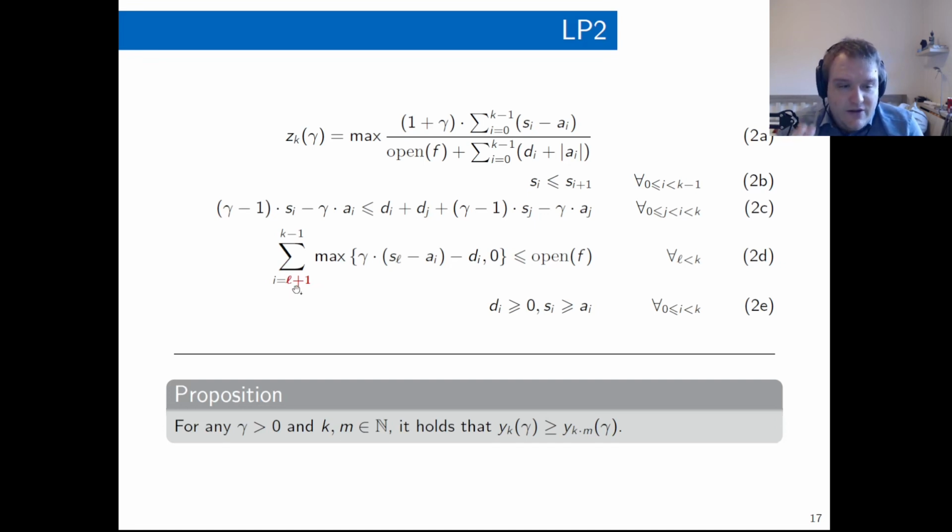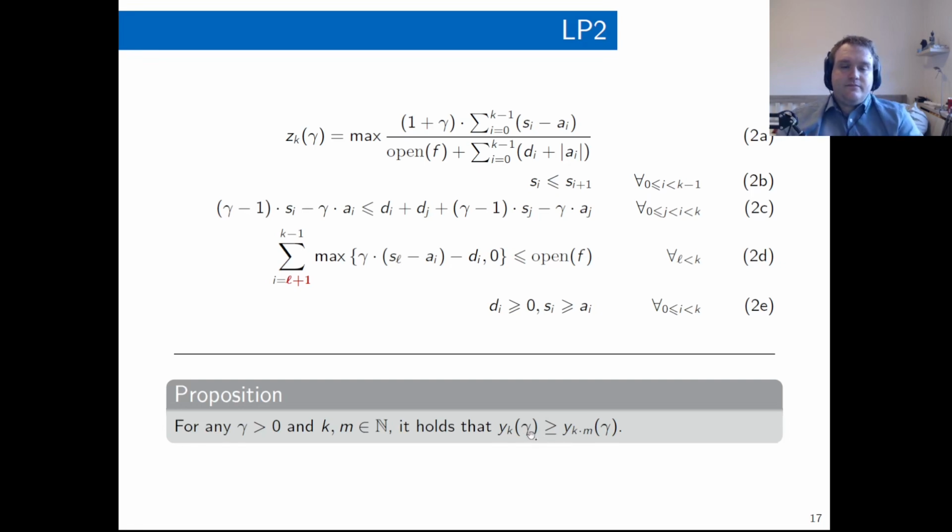And what's nice is already this small change makes it so that the optimal value of this LP2, yk gamma, is bigger than yk times m gamma for k times m. So for a bigger value of this parameter k, right? For k prime bigger, this means that these values are actually non-increasing as this grows, right?